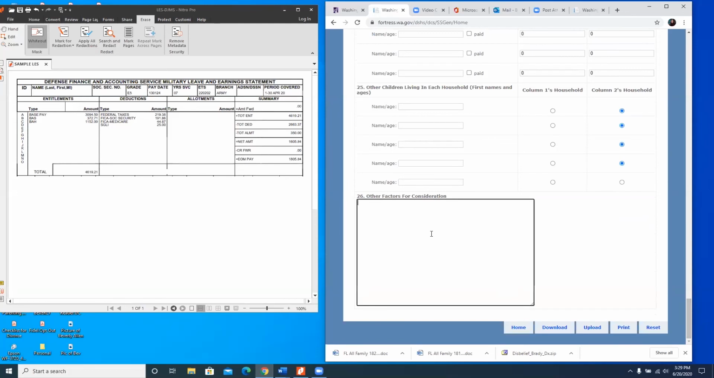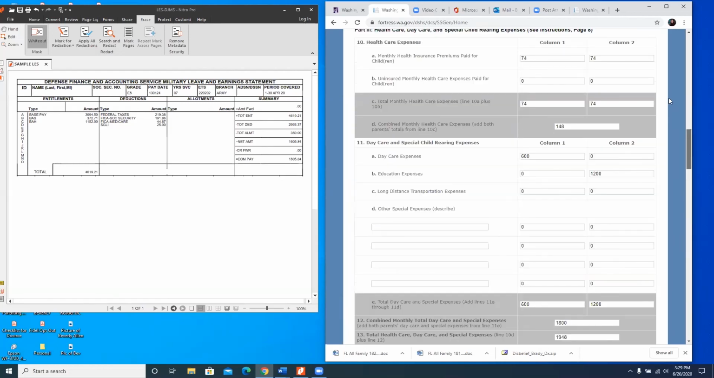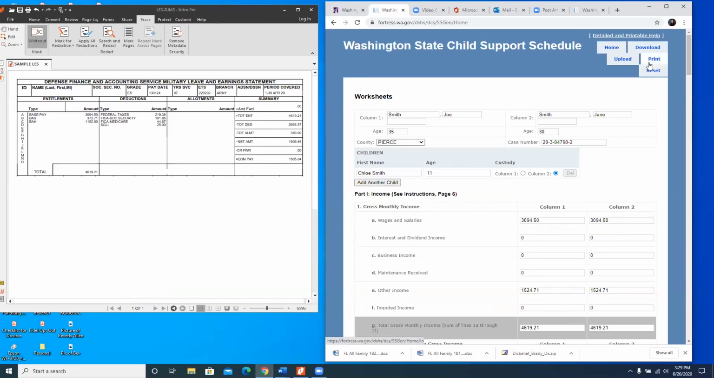All right, section 26 is actually a very important box. It is often left blank. It should not be left blank because section 26 is how you explain how you've calculated these incomes. So in this case, what I would say is both parents' incomes are identical and are based off of their April 2020 LES statement. Okay. And then once you have this form completed, you'll want to click Print because that gives you a PDF.